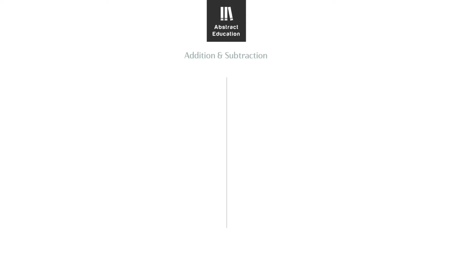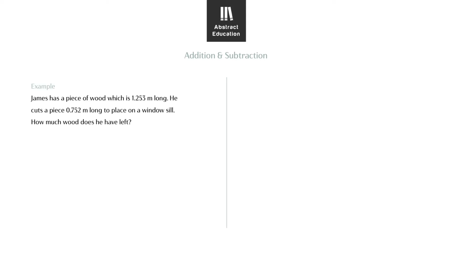Here is an example. James has a piece of wood which is 1.253 metres long. He cuts a piece which is 0.752 metres long and it is to place on a windowsill. How much wood does he have left? First find the sum you need to answer. So that's 1.253 metres minus 0.752. Now write it in column format.